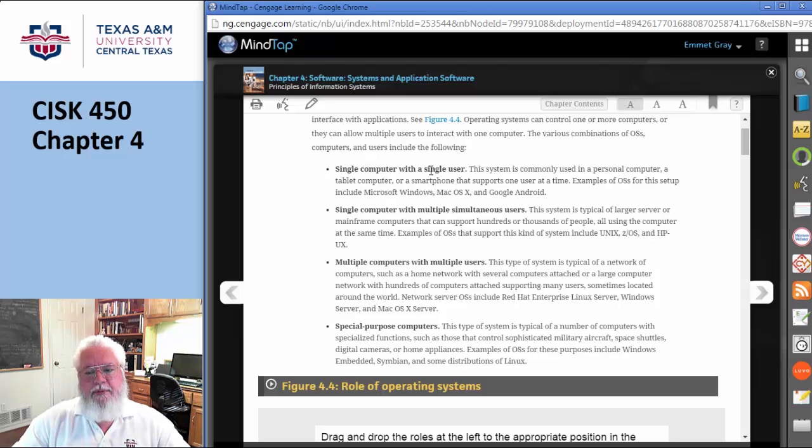So a single computer with a single user. This is typically like Microsoft Windows, just the stuff you install. Maybe Mac OS. So let's say I went and got an iPad. The iPad typically doesn't have a login screen. They assume that you're in a safe environment and that it's a personal machine.